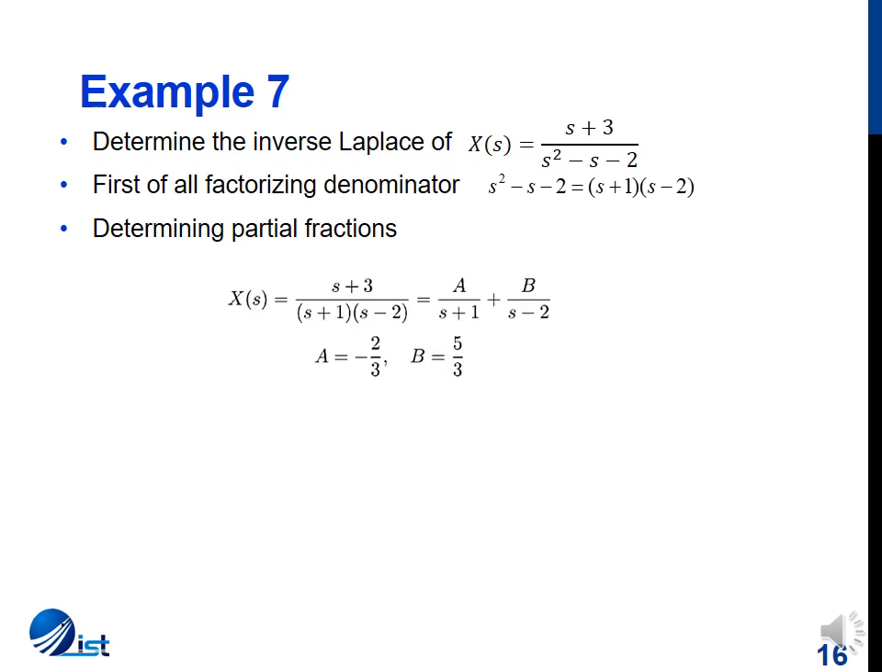So this partial fraction expansion gives us a value for a and b. Before factorizing this denominator, we observe that this function X(s) has two poles and one zero. The first pole is at s equal to minus 1. The second pole is at s equal to minus 2.